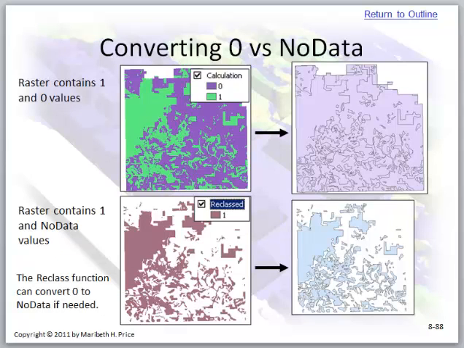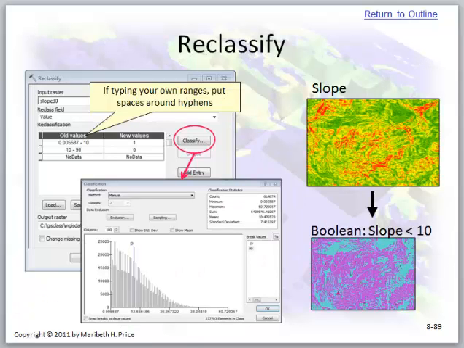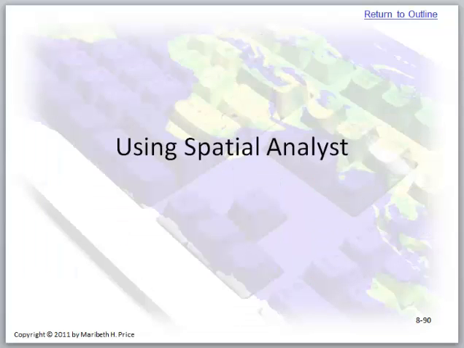Converting 0 versus no data. This raster contains 1 and 0 values. This raster contains 1 and no data values. The reclass function can convert 0 to no data if needed, and that would be something you'd input. A reclassify, I already talked about this. We will convert or reclassify some of our data in Lab 8.